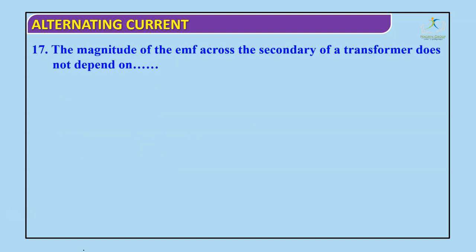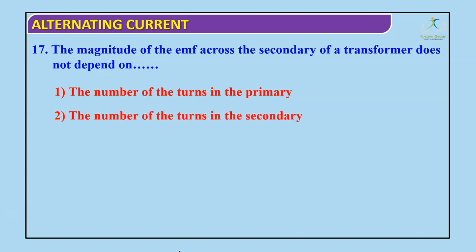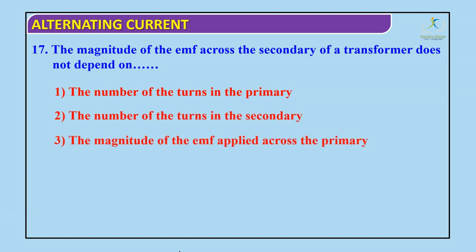Next, the magnitude of the EMF across the secondary of a transformer does not depend on the number of turns in the primary, the number of turns in the secondary, the magnitude of the EMF applied to the primary, the resistance of the primary and the secondary. The correct answer for this question is option 4, the resistance of the primary and the secondary.